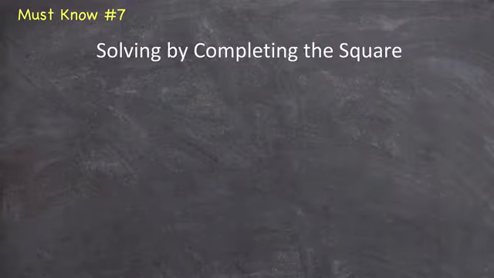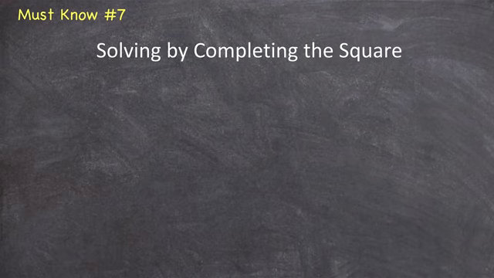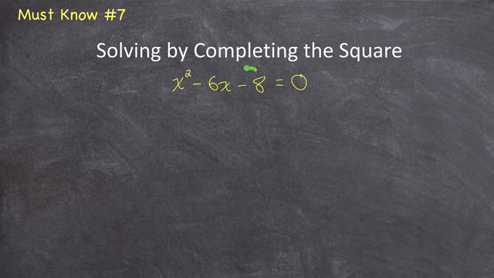Must know number 7, solving by completing the square. Let me give you another equation to solve. Now, not all quadratics can be solved by factoring. For example, there are no numbers that multiply to negative 8 and add to negative 6. So for that reason, we need a different method for solving this quadratic.